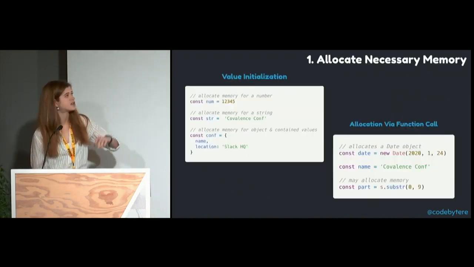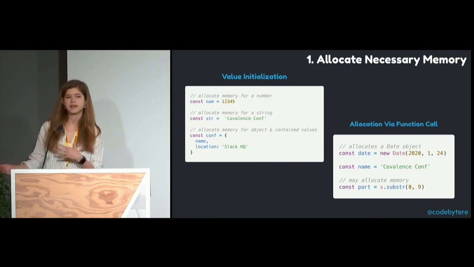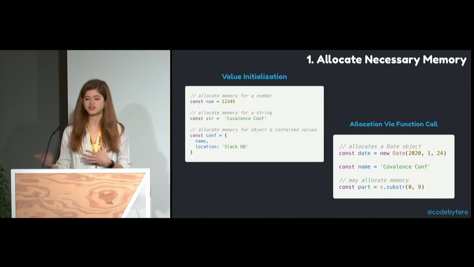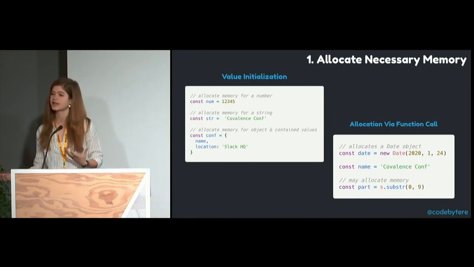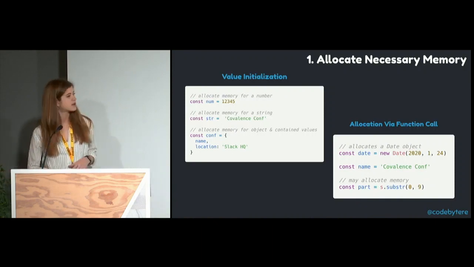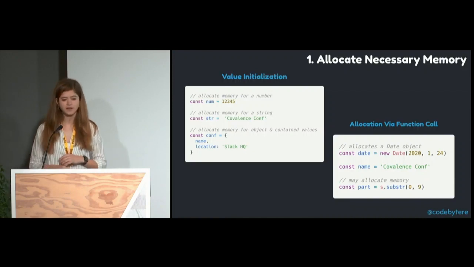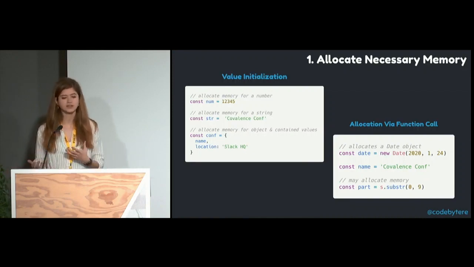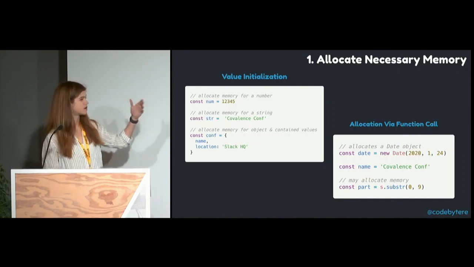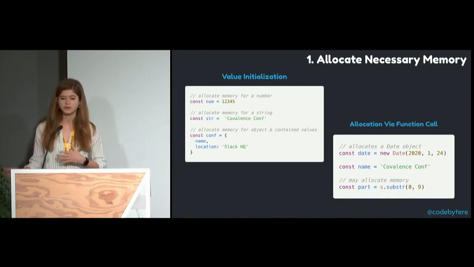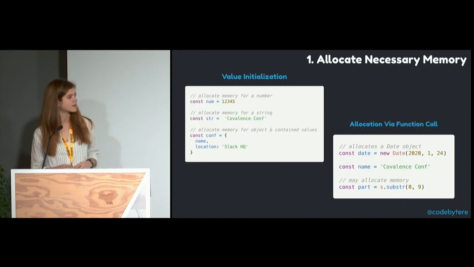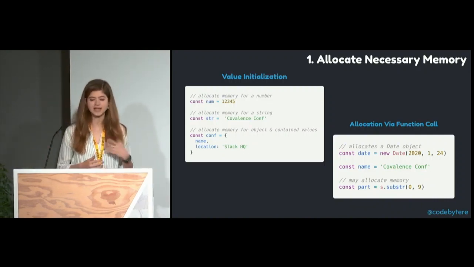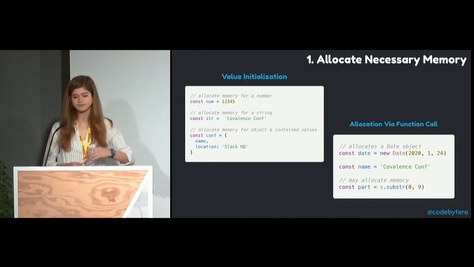This first stage, memory allocation, can take one of a few forms. We can allocate memory by initiating a value, or we can allocate memory via function call. Some examples are here. On the left-hand side, we're going to allocate memory via value initialization for a number, a string, and then an object with some values contained therein. On the right side, you can see some examples of memory allocation by means of function call.